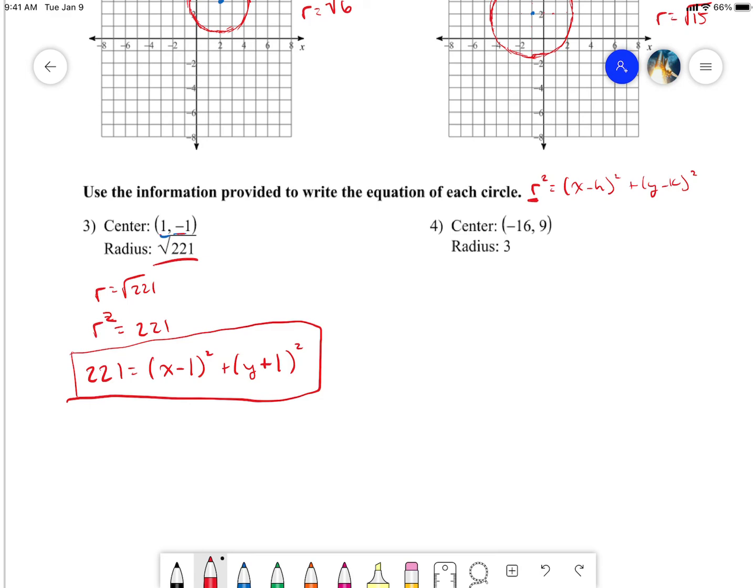Who can tell me what they got? Who wants to share? Nick. Wait, say it again. x plus 3, then squared, plus y minus 9 squared. Okay. Anyone else see anything different?